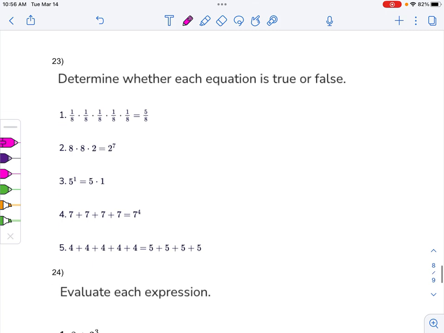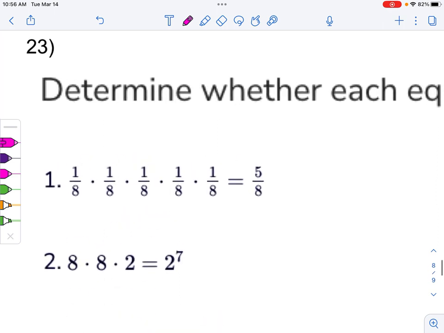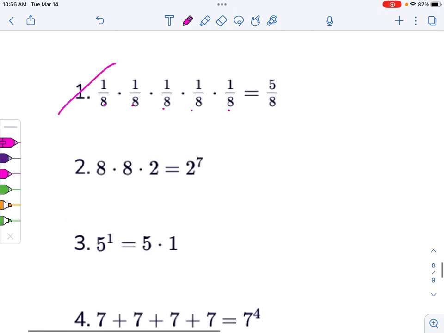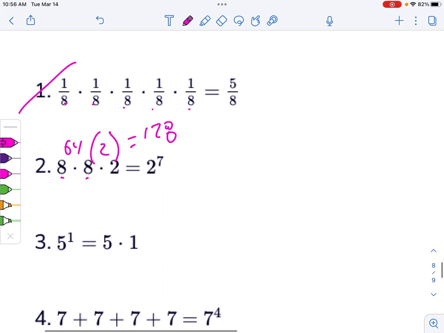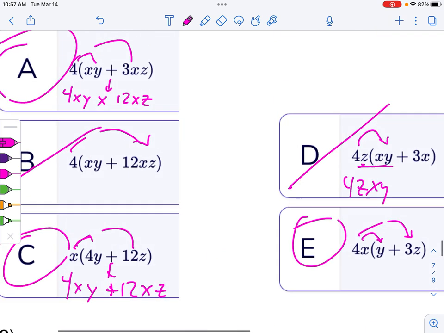The person has to decide which ones are true and false. Okay. This is actually 8 times 8 times 8 times 8 times 8. Yeah, no. That's false. This is 8 times 8, which is 64. And I'm going to double it. So that equals 128. Now, 2 to the 7th power, we already found 2 to the 6th power, way up here.